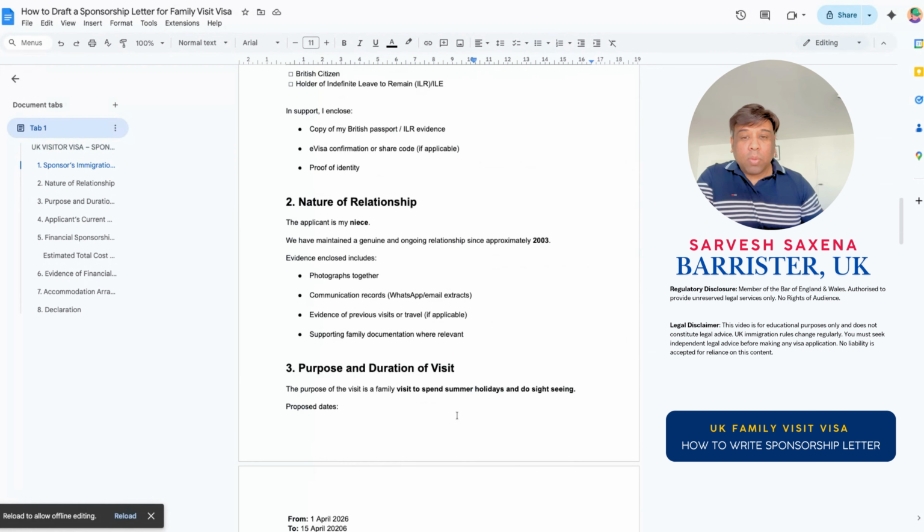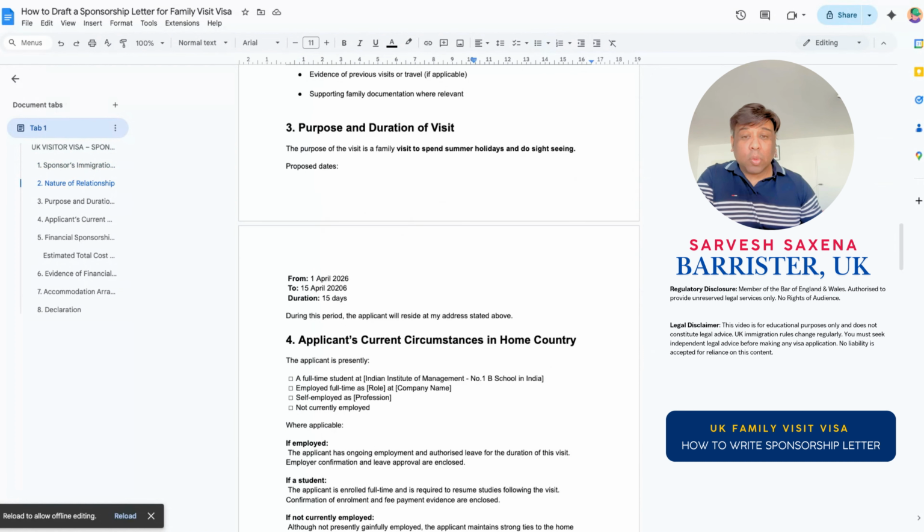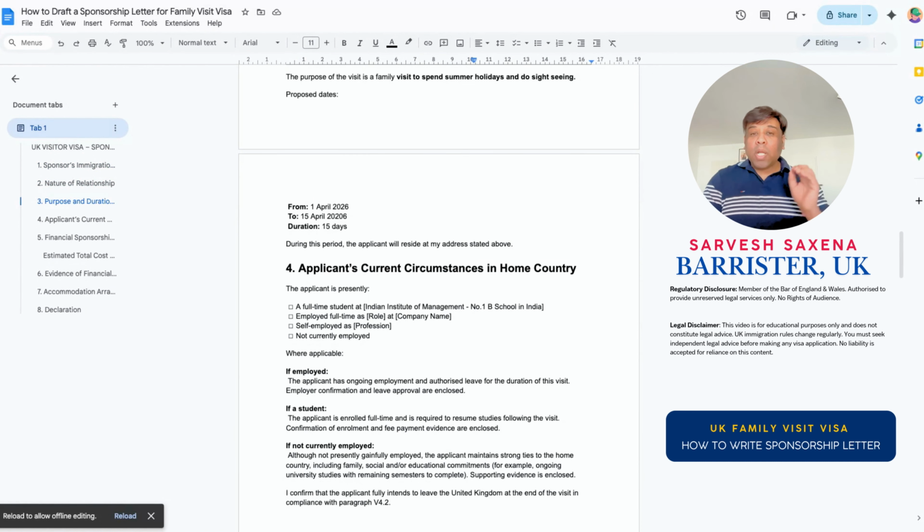right? Now, the next part is after the purpose, applicant's current circumstances in the home country. Now, this is one of the reasons I'm absolutely certain, based on experience, why visitor visas, even on family visit, have been refused despite having a sponsor. There was a case that I analyzed. I put the link down below, in which the applicant failed to provide the sponsor's status in the application. So you should check out that video as to why the visa was refused. It was a real case.